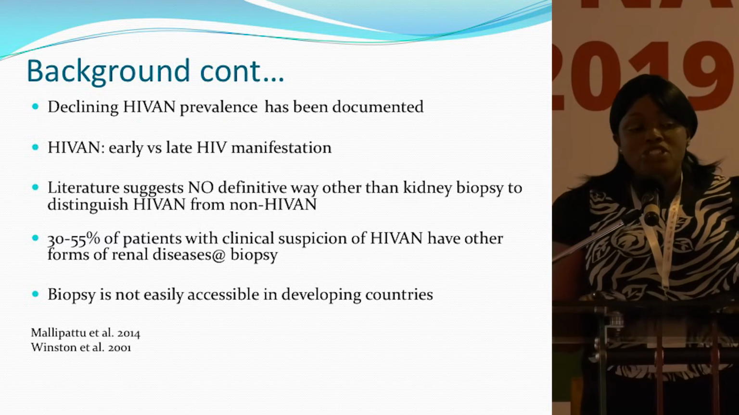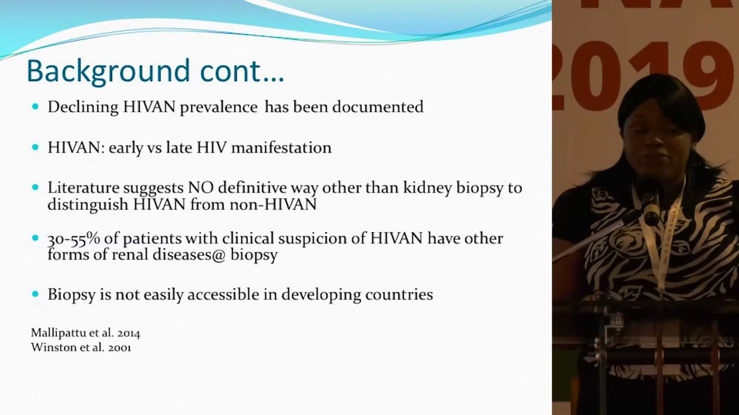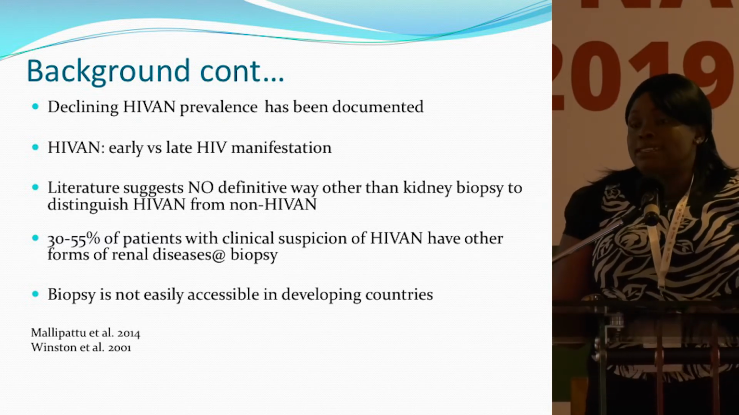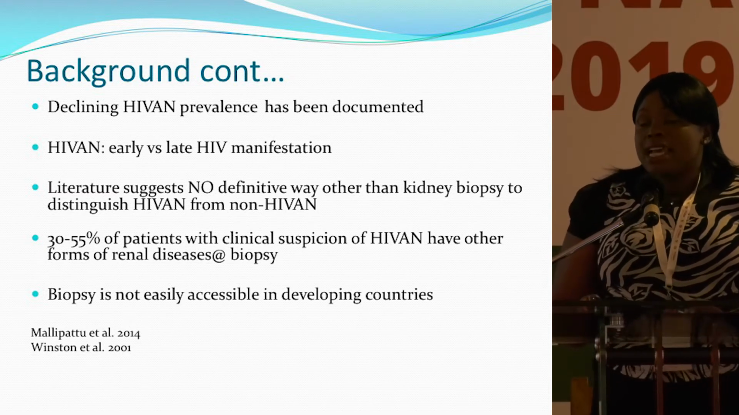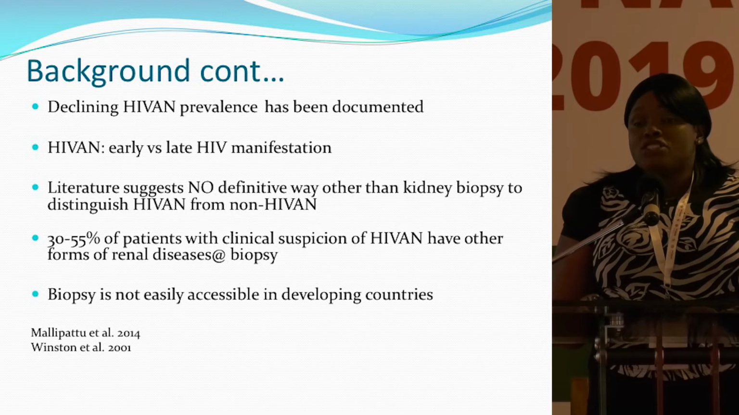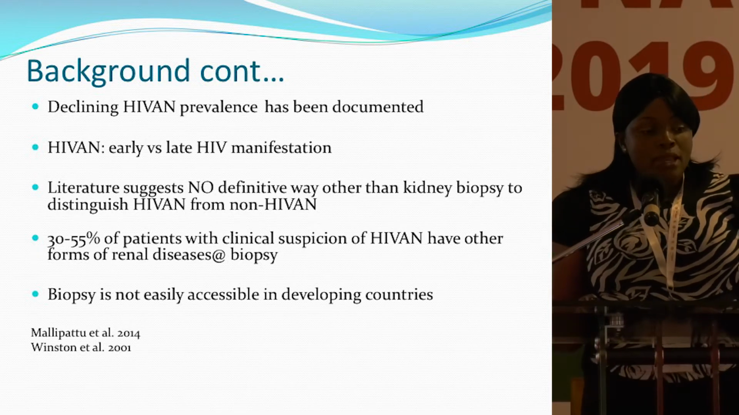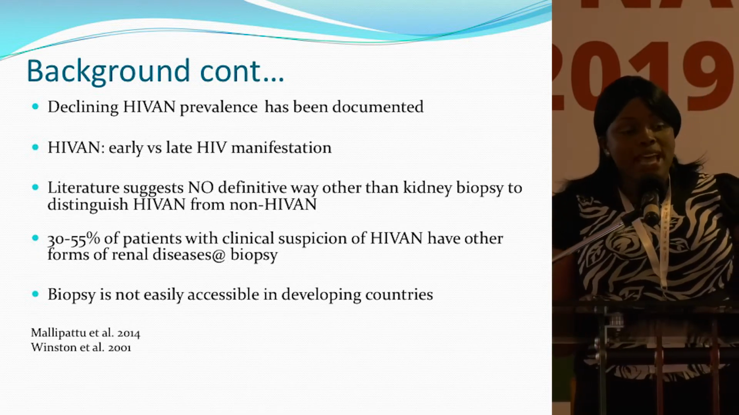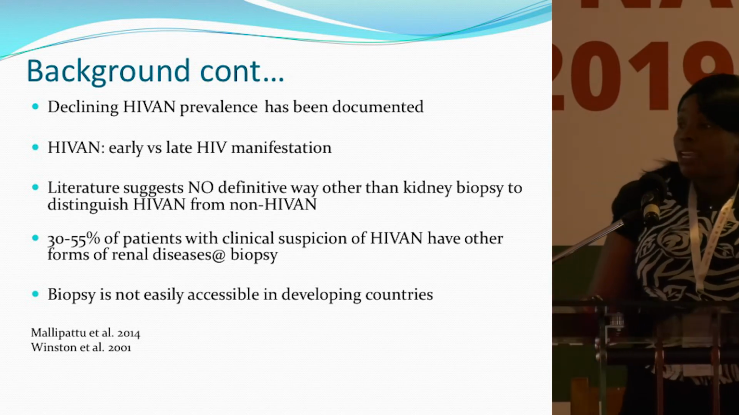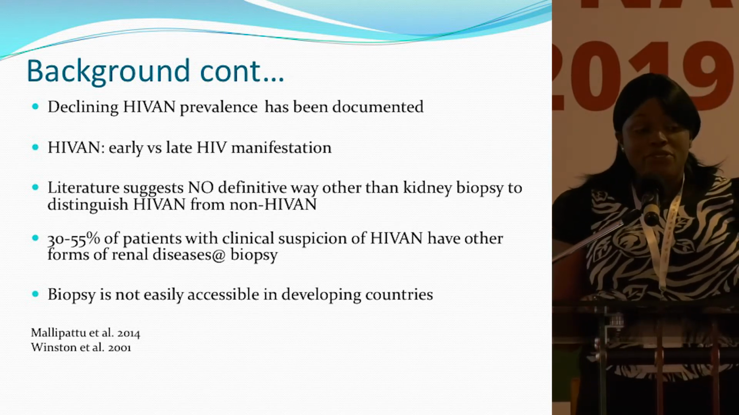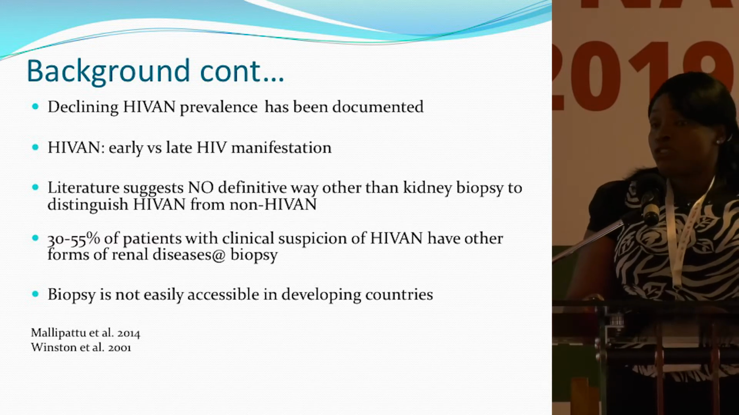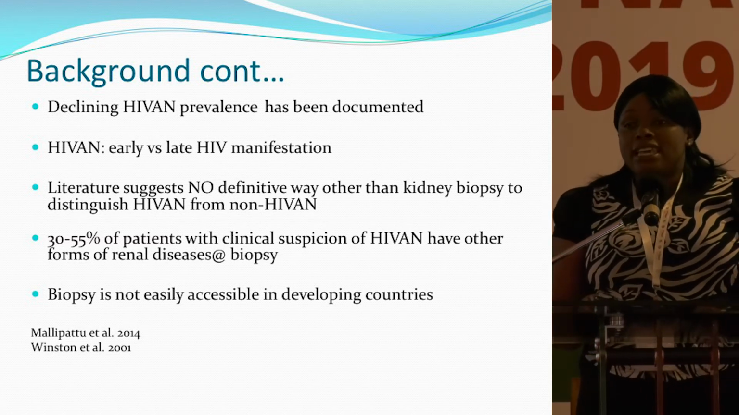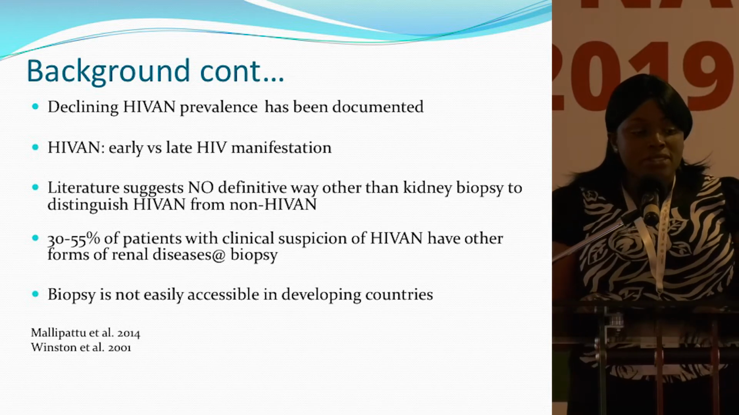There has been documentation of a decline in HIVAN prevalence, and this is more commonly seen amongst HIV-infected populations who have access to care, especially highly active antiretroviral therapy, HAART. And there has been controversy about whether HIVAN is an early or a late manifestation of HIV infection, as HIVAN has been documented in settings of acute seroconversion and also been seen in advanced HIV infections.